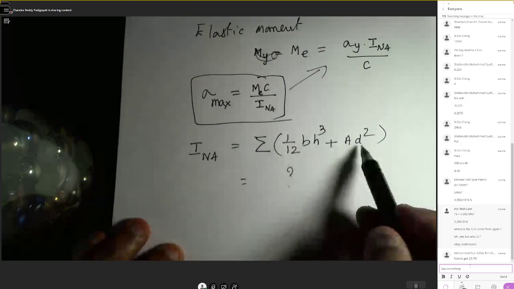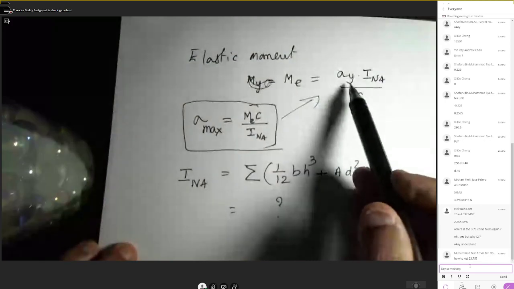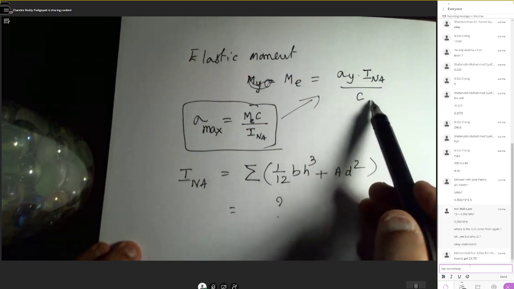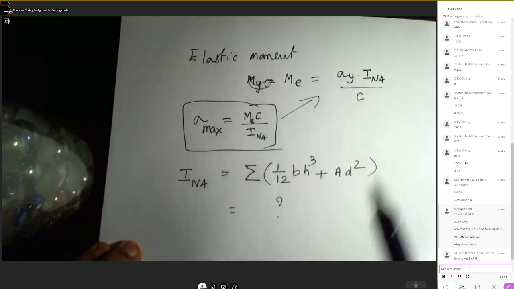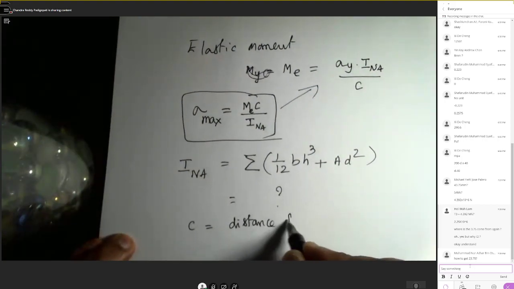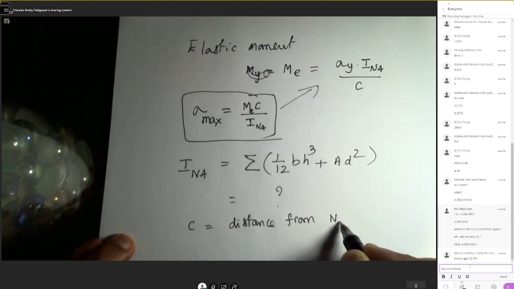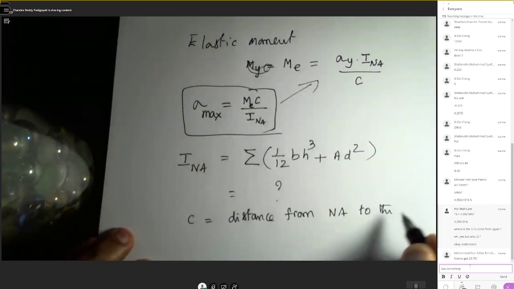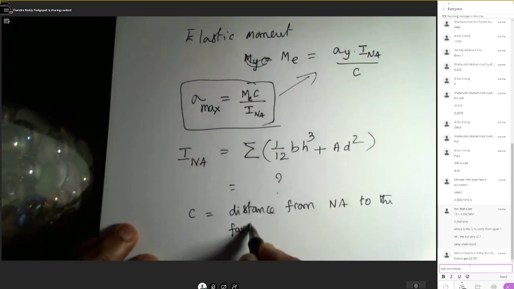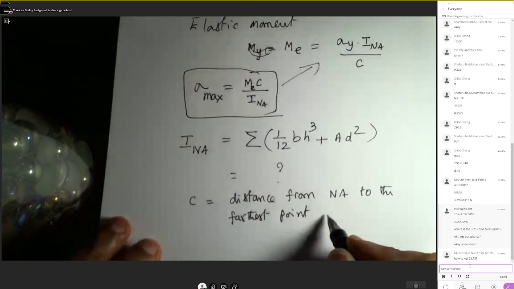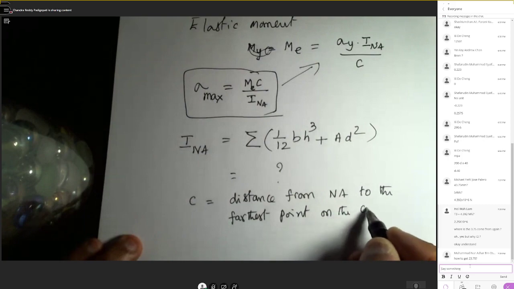So once you know inertia through the neutral axis, then the yield stress is given, 360 megapascals. Then you can find out C. So what is the C? C is the distance from the neutral axis, NA, to the farthest point on the cross section.